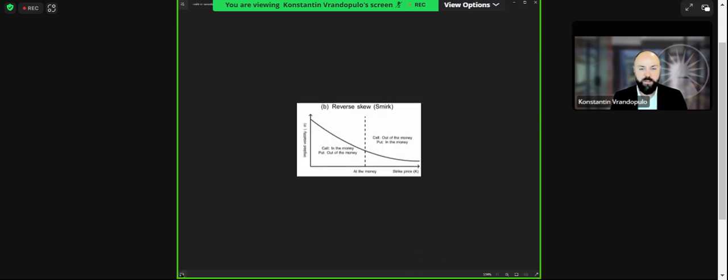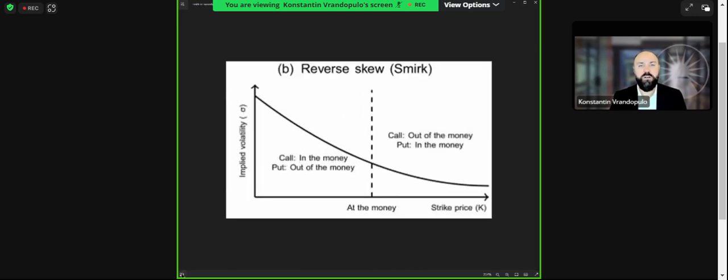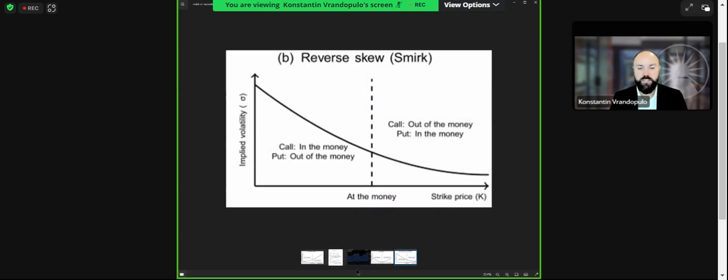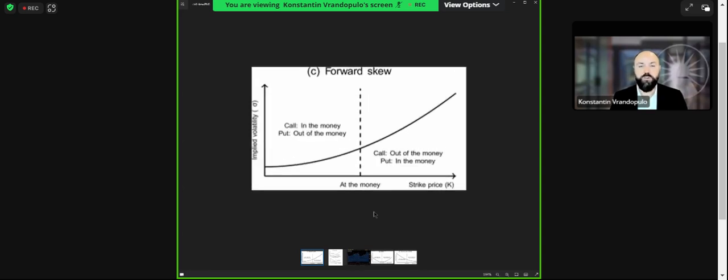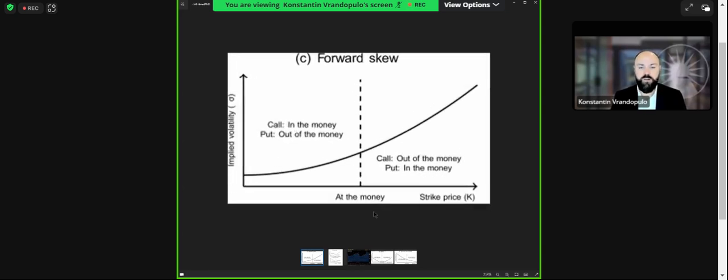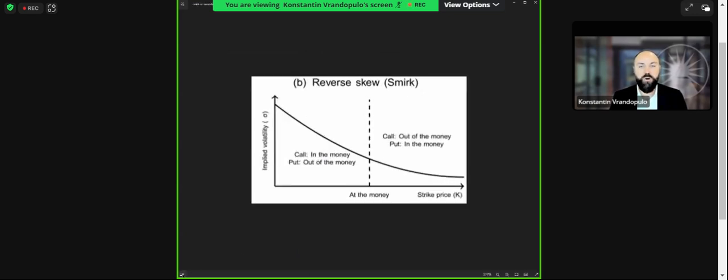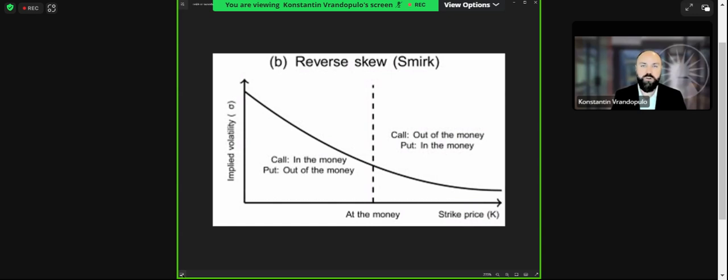bias is. The reverse skew or the smirk. Oh, by the way, learning all sorts of things here today, right? What is this also known as? So it's forward skew, positive skew, also known as the Nike swoosh, right? This kind of looks like that. This is the opposite. The reverse skew, also known as negative skew, also known as the smirk, where out of the money puts are more expensive than out of the money calls.